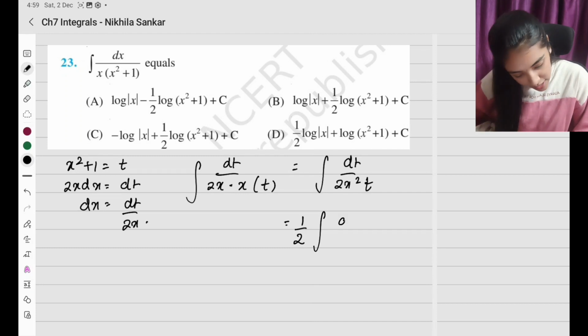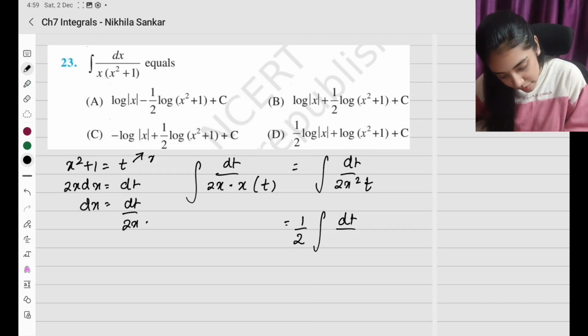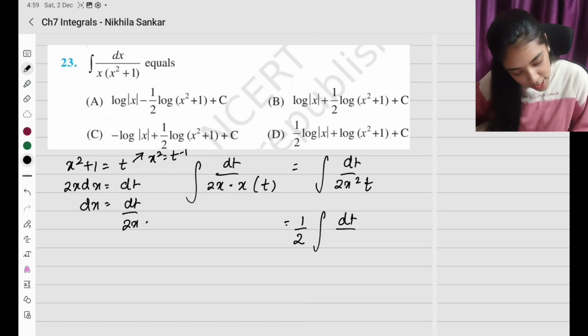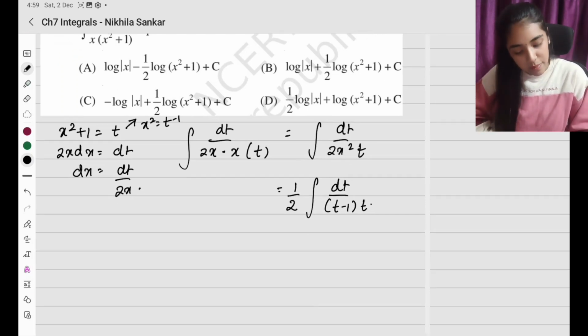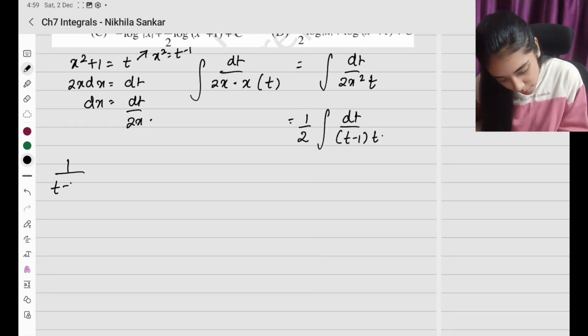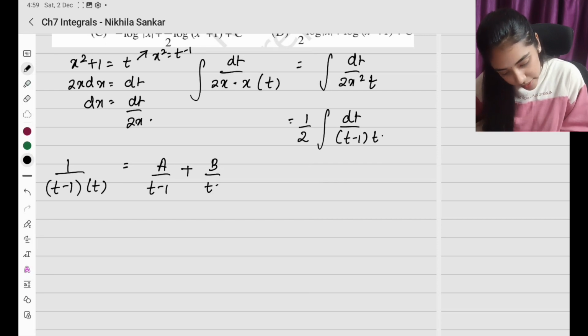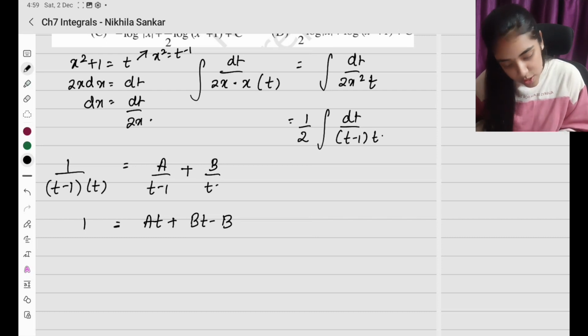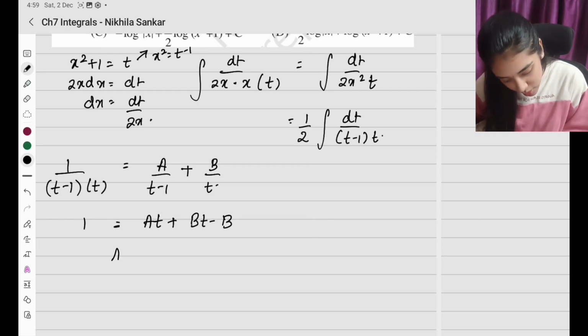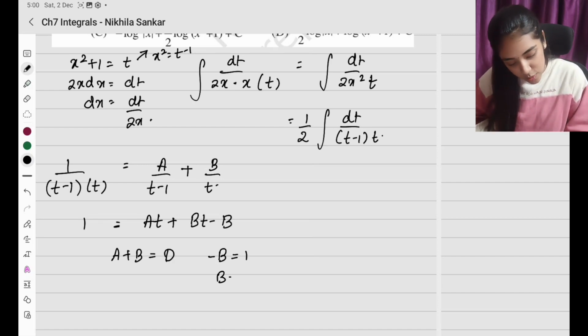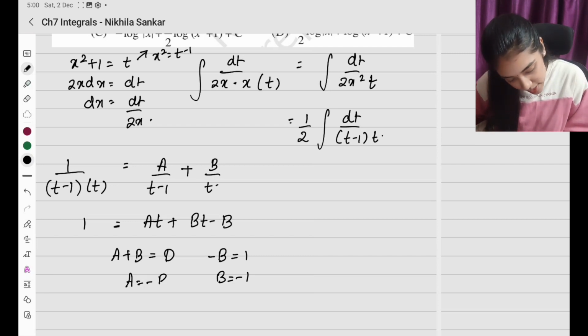Integral dt divided by, what is x square from this? x square is t minus 1. So I can write (t minus 1) times t. So what is my partial fraction? 1 by (t minus 1) times t equals a by t minus 1 plus b divided by t. So at plus bt minus b equals 1. Taking the LCM, now equating the coefficients, I have a plus b equals 0. Minus b equals 1, there is only constant. So b equals minus 1. A equals minus b, so a equals 1.